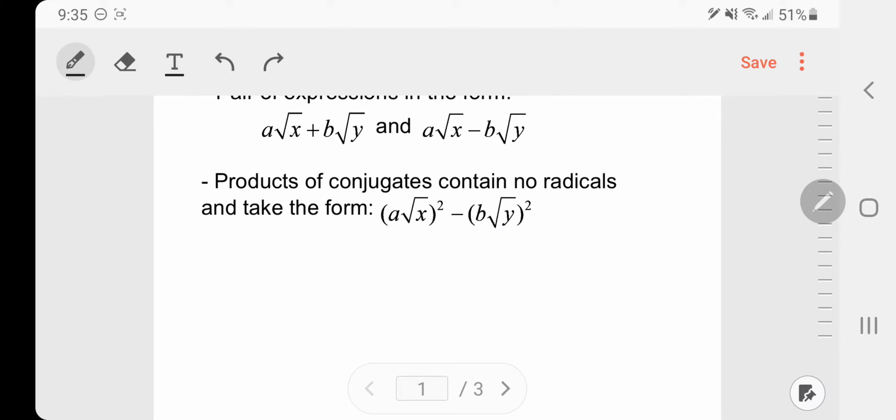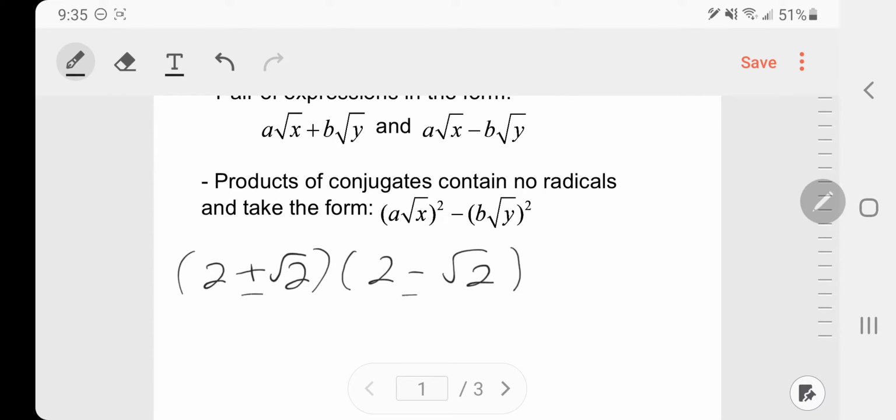Okay, the reason we do this is when you multiply two conjugates together, you don't need to go through the entire process of foiling it and figuring it out. What you're doing is you're squaring the first term, you're squaring the second term, and you're taking the difference of the two. So for example, if I was given, say, 2 plus the square root of 2, and I wanted to multiply that by its conjugate, 2 minus the square root of 2, notice they're the exact same thing. All I did was change the middle sign.